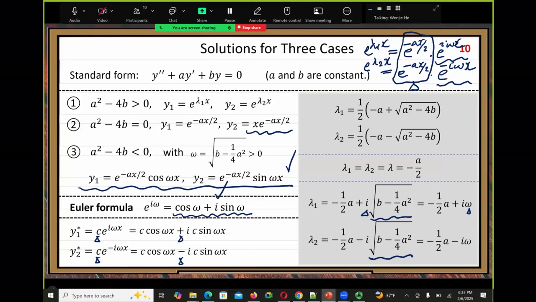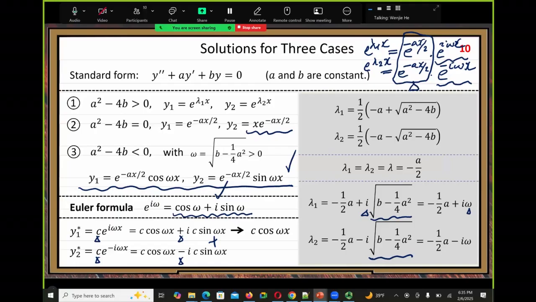Yeah, so that's what we learned last time. Now let's do linear combination. The first linear combination, let's just add up these two solutions, y1 star plus y2 star. Then you have cancellation, right? The second term, plus minus i c sine omega x, can be canceled out. So the first term should be double, right? 2c cos omega x.